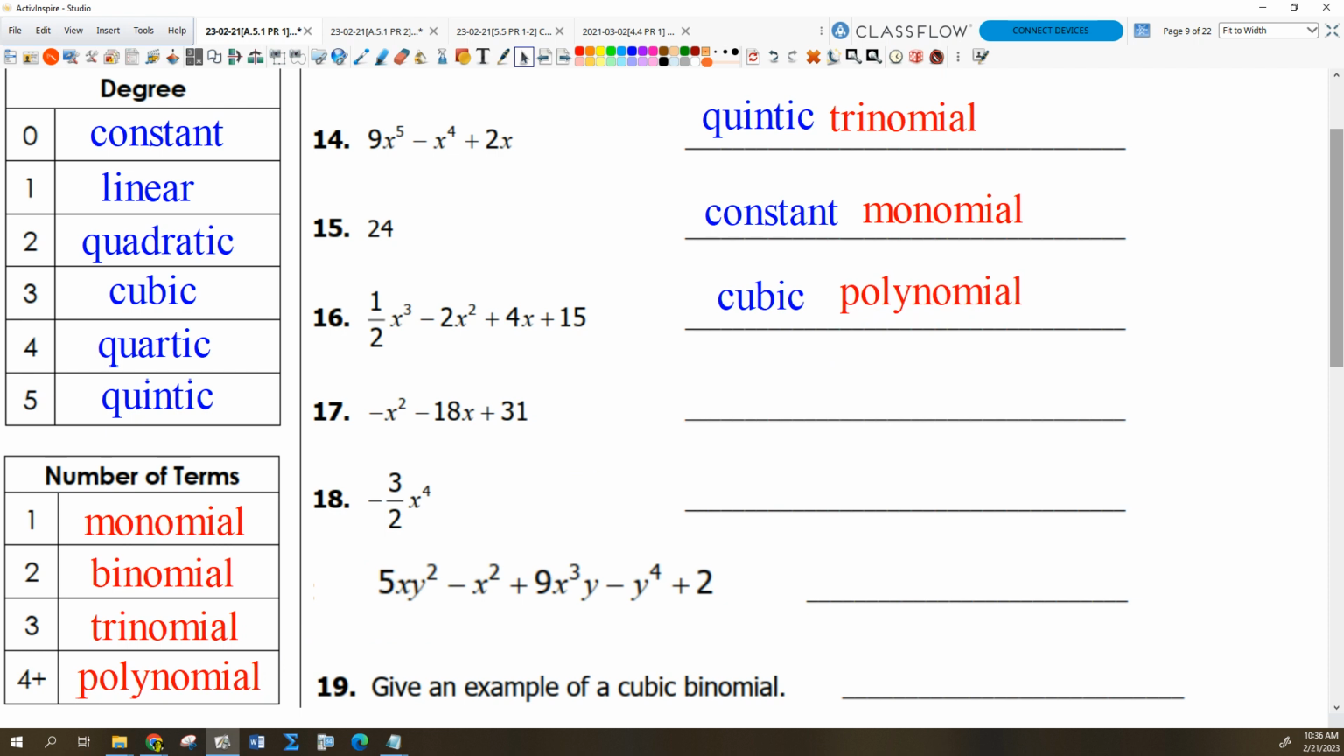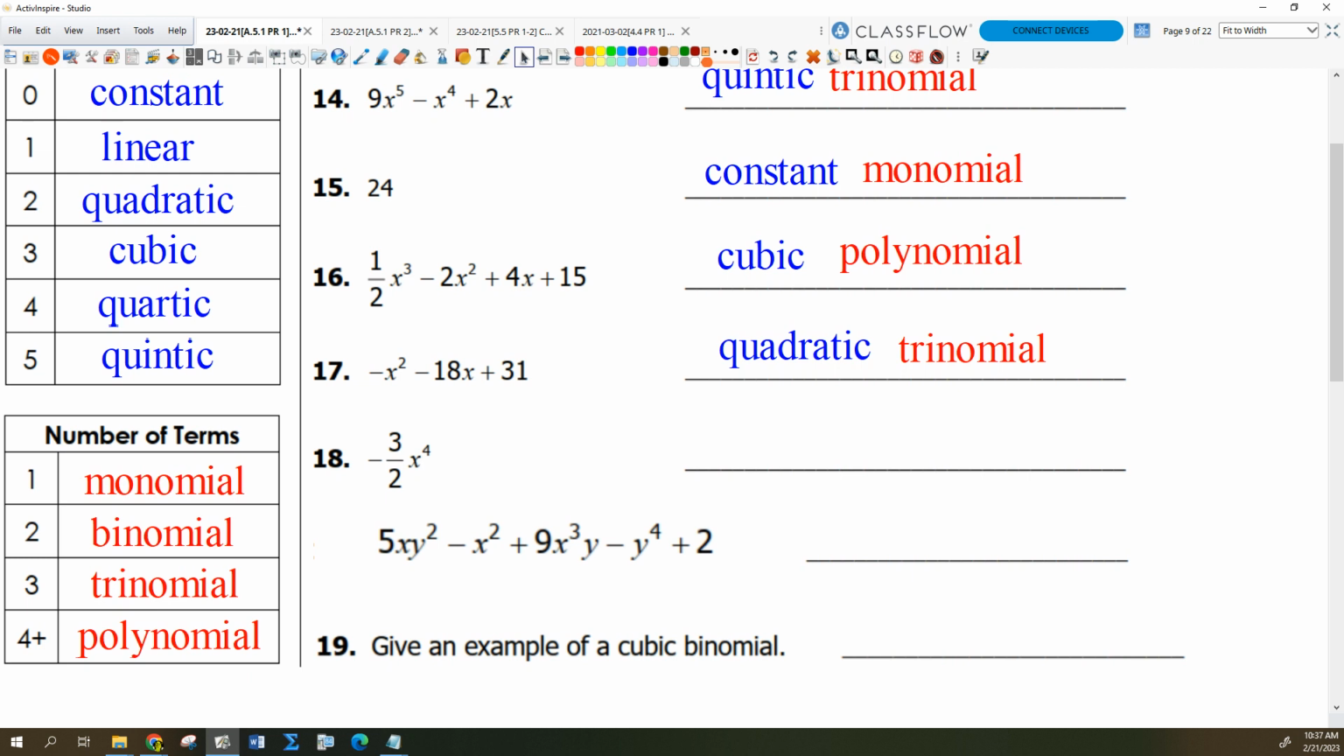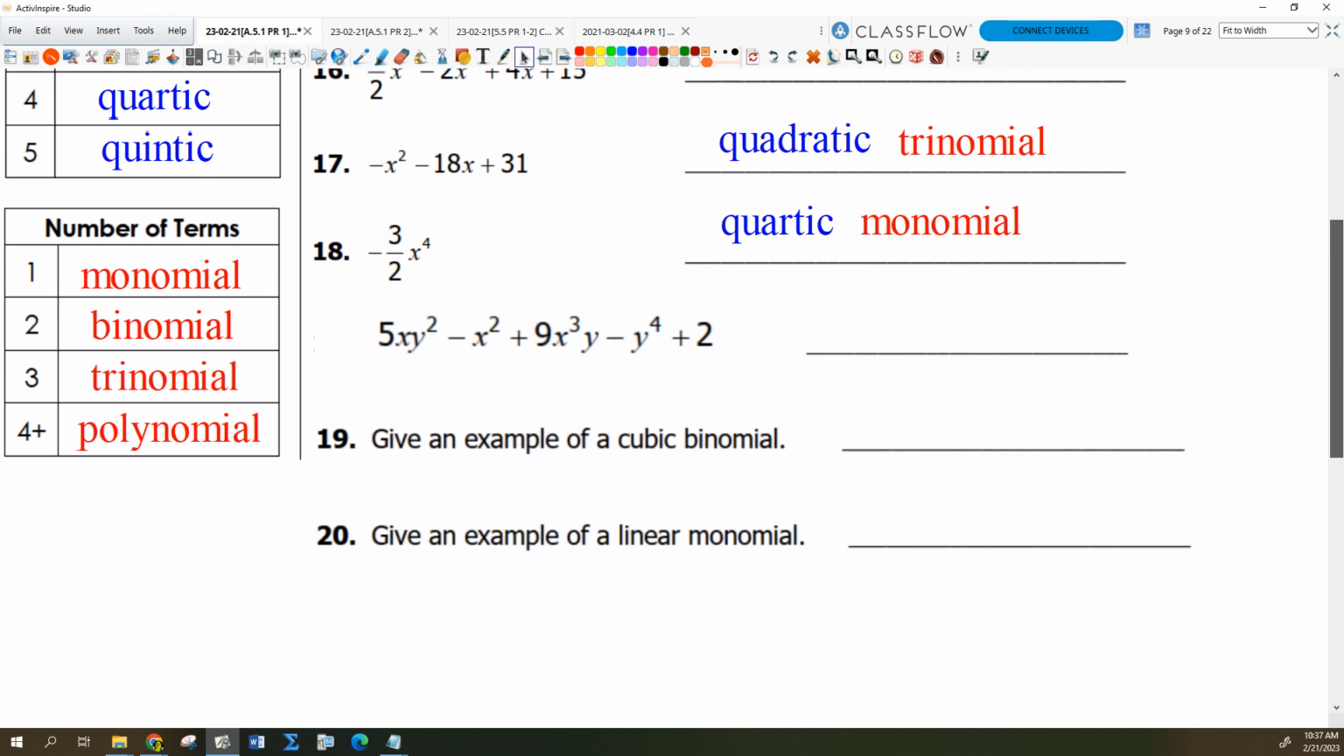Number 17. Lily, what do you think about that one? Quadratic trinomial. There you go. Quadratic trinomial. Degree 3, or 2, sorry. 3 terms. Okay, number 18. Persephone. Say it again. Quadratic. Sorry. Quartic. Quartic what? Monomial. That's it. Got it. Good. Quartic monomial.